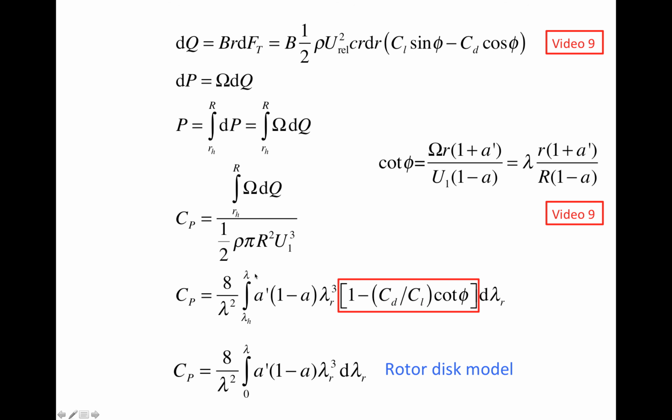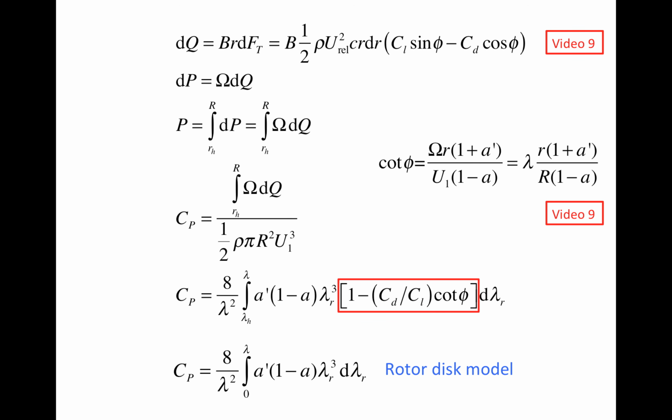After some algebraic manipulations, we can obtain an expression for Cp, the power coefficient, and it looks like that. This is the expression. If we compare this expression that we just obtained by applying the BEM theory, without considering the 2 important corrections, it looks very similar to the Cp that we obtained in video 6 using just the rotor disk model.